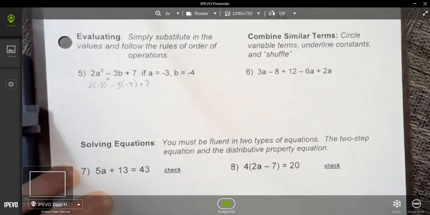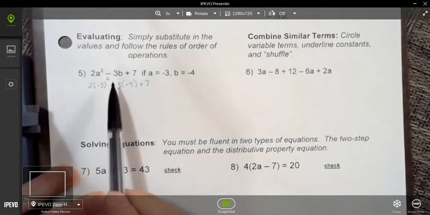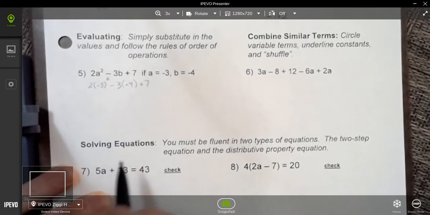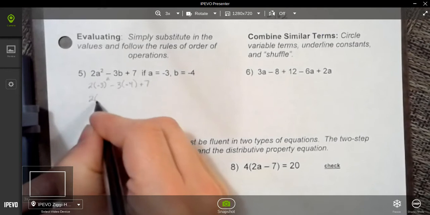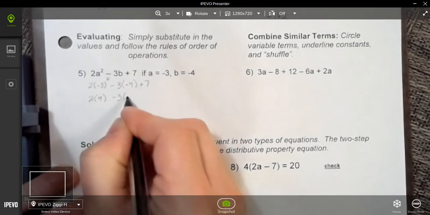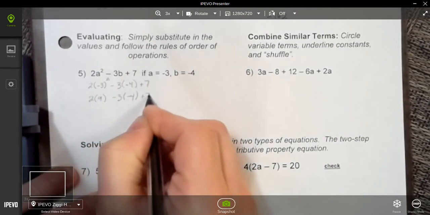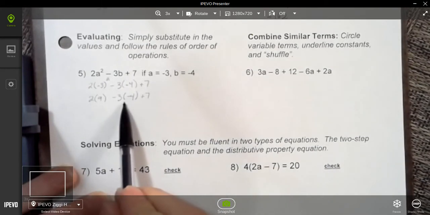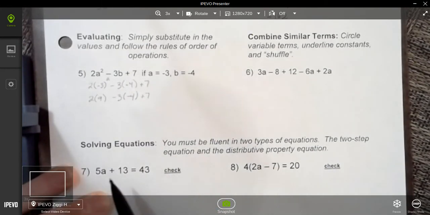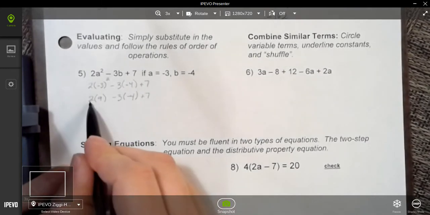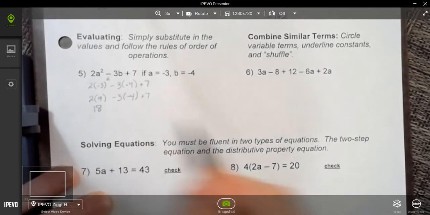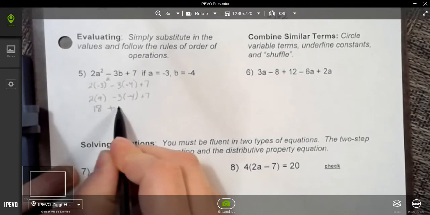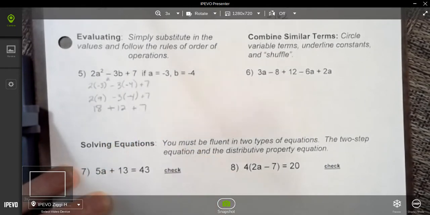And now I'm going to use my order of operations. So I'm going to have to evaluate the exponent first. Negative 3 to the second power is negative 3 times negative 3, which is 9. So I have 2 times 9 minus 3 times negative 4 plus 7. I've got some multiplication here, and I've got addition. I know I need to multiply first. So I'm going to have my 2 times 9, which is 18. That's a negative 3 times a negative 4, which is a positive 12 plus 7.